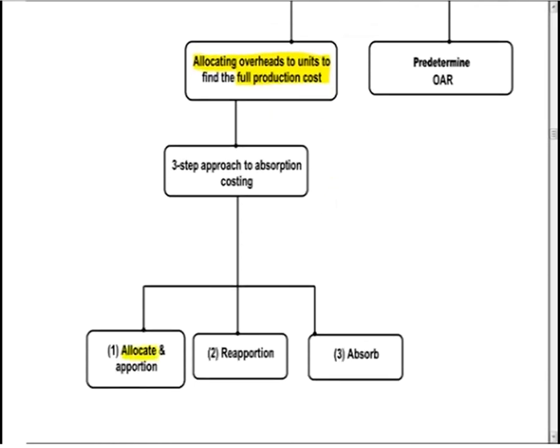We'll start off then with allocation and apportionment of overheads, reapportionment of service centre overheads, and finally absorbing an amount of fixed overheads into individual units of production so that we can work out that total production cost and complete our absorption costing cost card. We're going to tackle these steps in this chapter once we've understood the basics of absorption costing and why it would be useful.